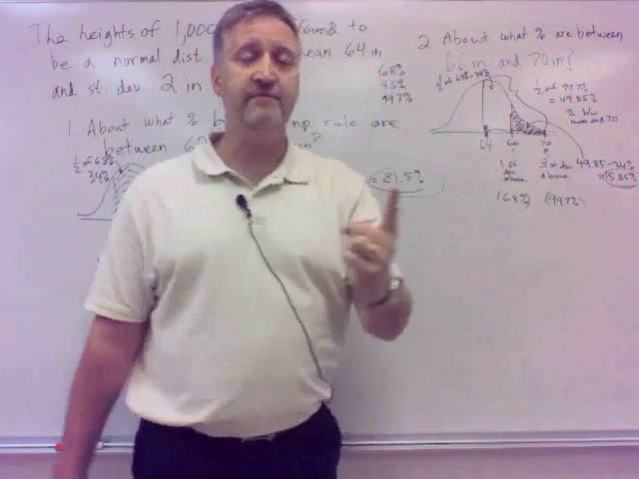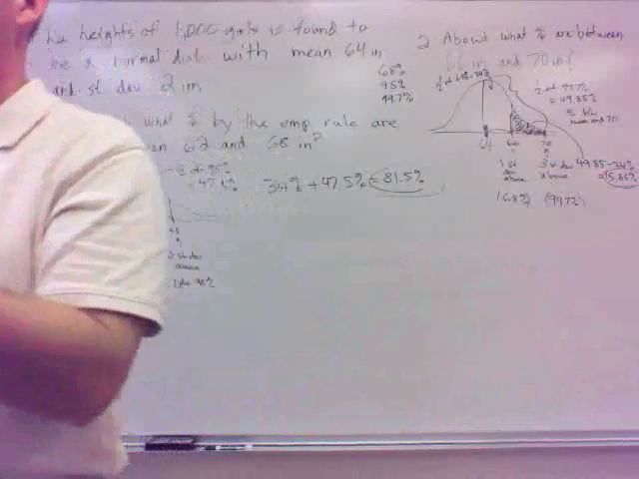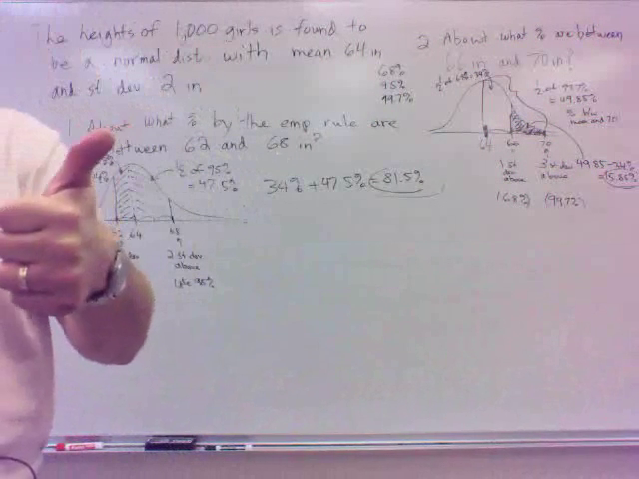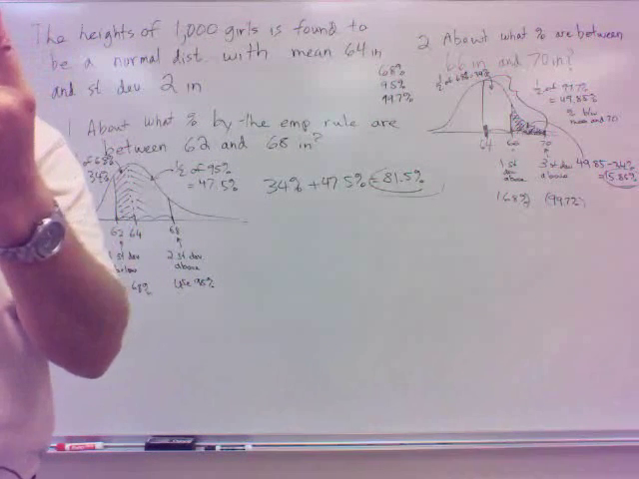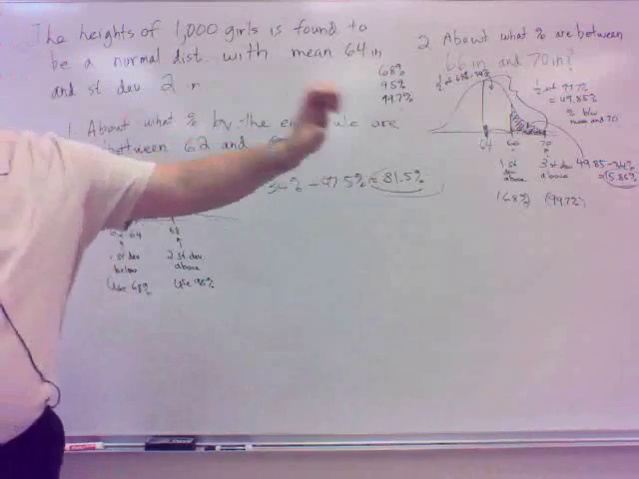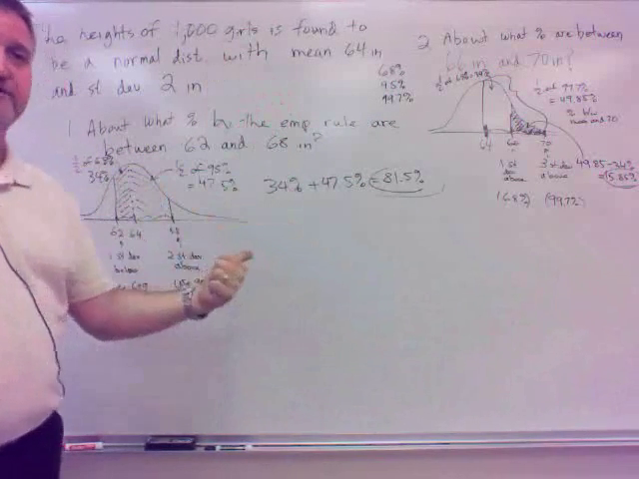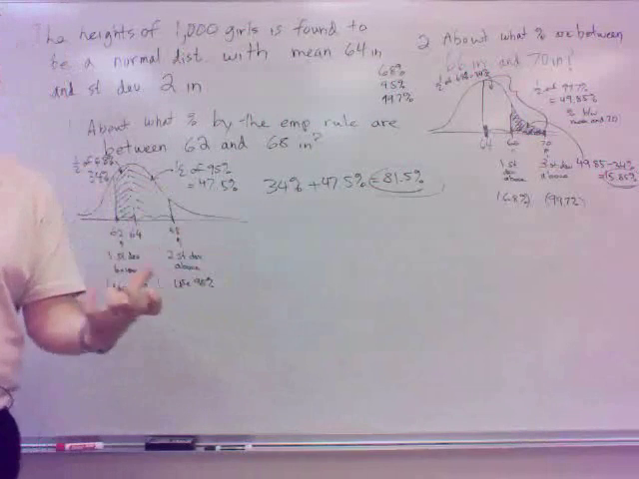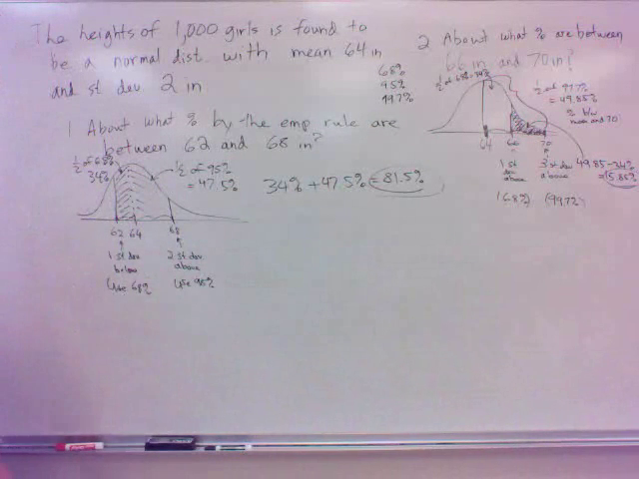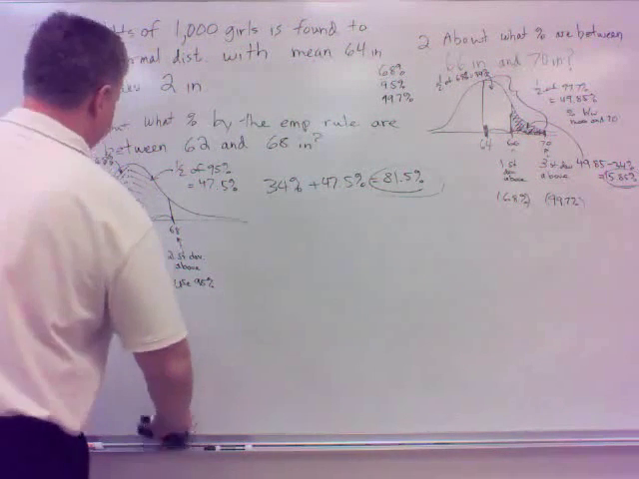If they're on the same side of the mean, the general rule of thumb is you subtract them. If you put them on the graph and they're on the same side, you subtract the percentages. If they're on opposite sides of the mean, you're going to add the percentages. Okay, so that's your general rule of thumb. And we'll encounter more of that in a second. Okay? But let's do one more.